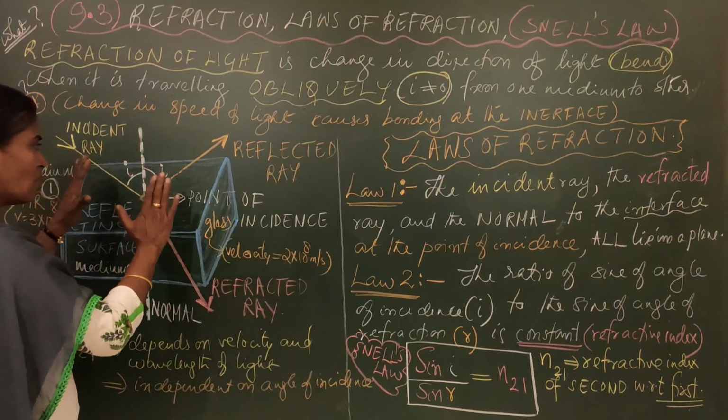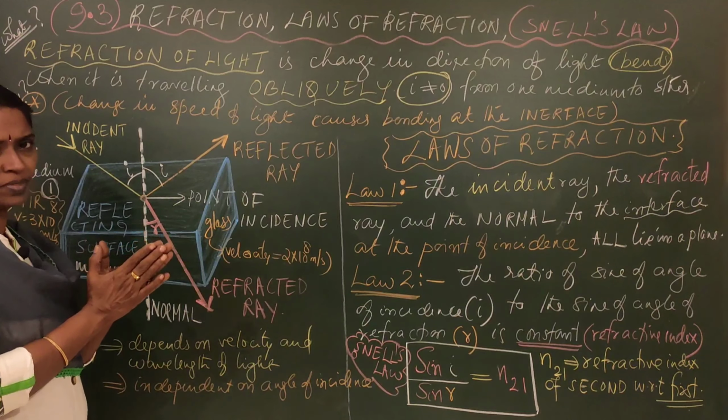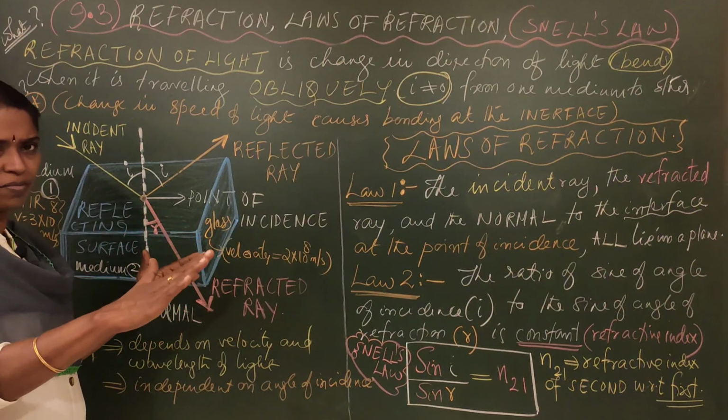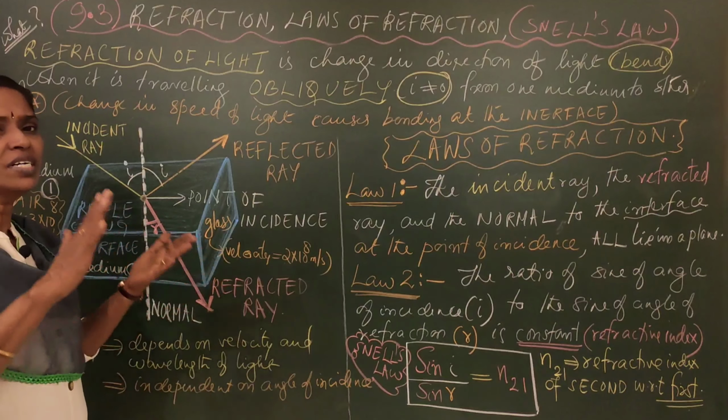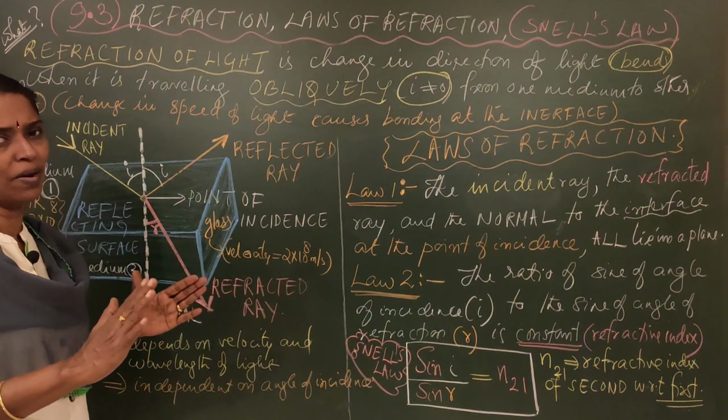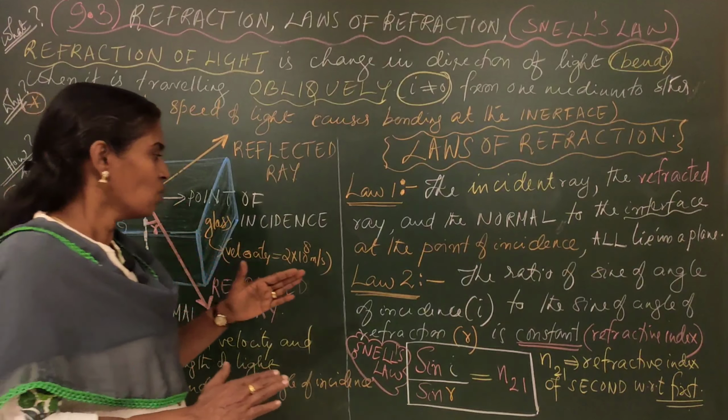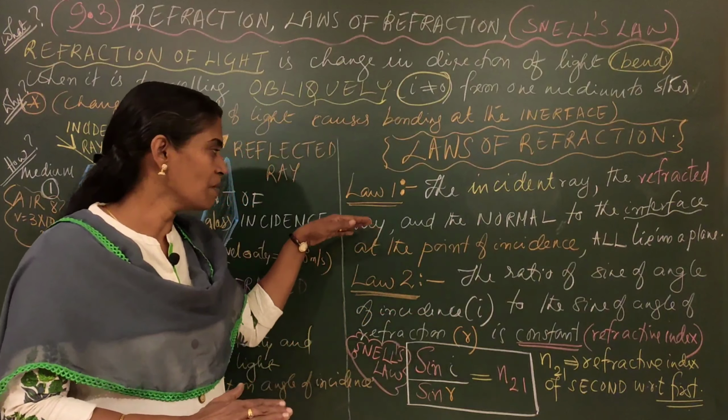All these things are drawn in the plane of the board. So the plane should be the same. Here the plane is the surface of separation. All the three should lie in the same plane. Clear?